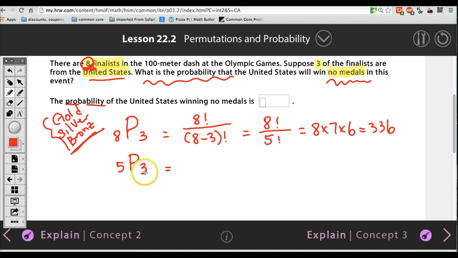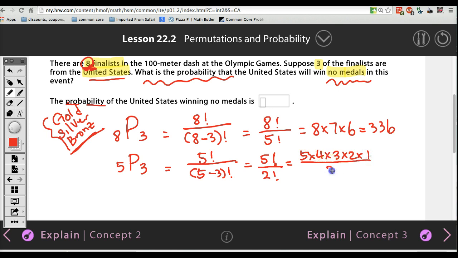So what would be the probability of that? What will be the permutation for that? Well, 5 factorial over 5 minus 3 factorial. So that would be 5 factorial over 2 factorial. So that's 5 times 4 times 3 times 2 times 1 over 2 times 1. So what is our answer?